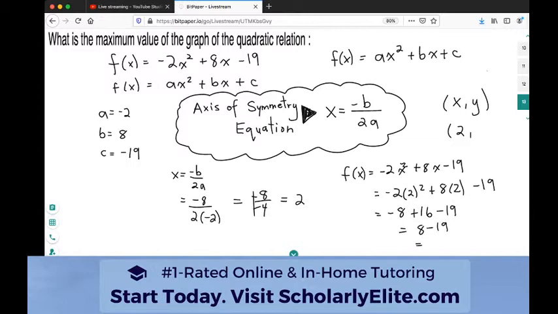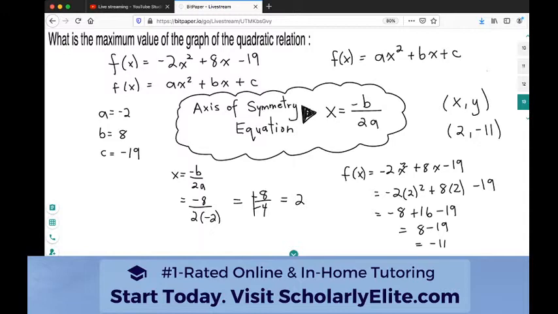And we're going to get -11. So the y value here is -11. Okay, so we figured that out. The maximum value of this graph is at (2, -11). We used the axis of symmetry equation method.